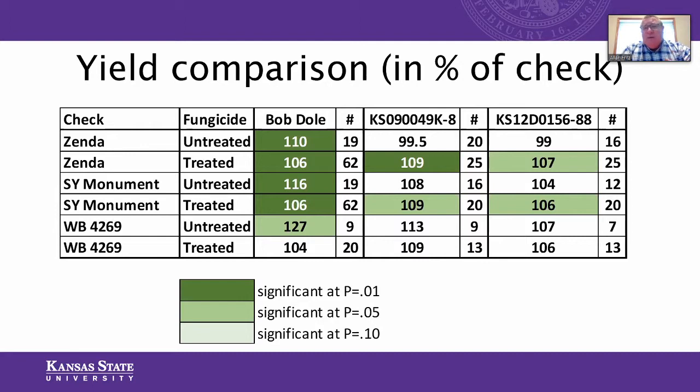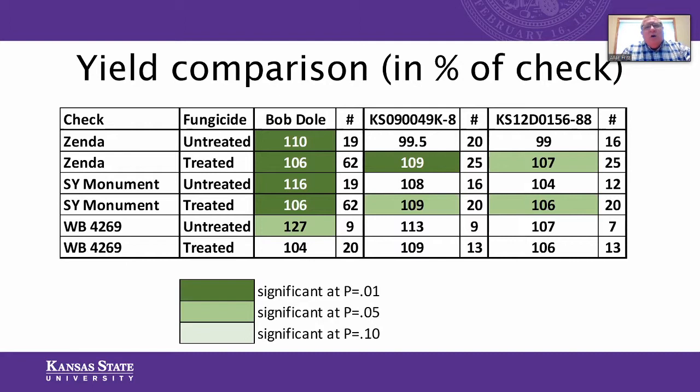It's been 116% of Monument on 19 site years untreated. It's been 106% of Monument in 62 site years where we've had a fungicide treatment. It's been 127% of 4269 untreated. We only have 9 site years in that. So just interpretation of that: last year, 4269 got quite a bit of leaf rust. We had a pretty heavy leaf rust year. Most of those 9 site years were last year, and so that really kind of skews that data a little bit.